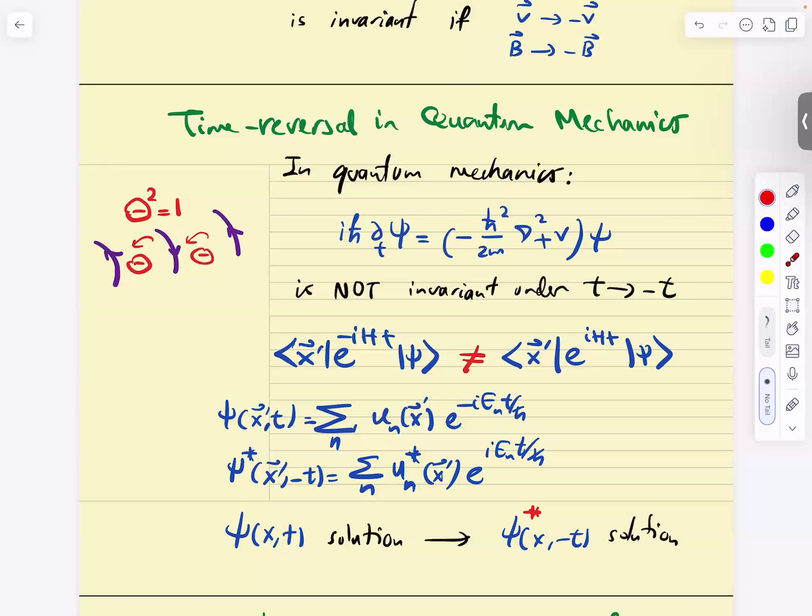But something you could easily convince yourself of is this: take this wave function and expand it in the energy eigenbasis. This is what it looks like. If you flip the sign of t, this minus becomes plus, but that is like taking complex conjugation. So if you take the complex conjugate of this as well, now this is a physical solution. So in quantum mechanics, if you have psi of x and t, then psi of x, minus t, star is a solution.